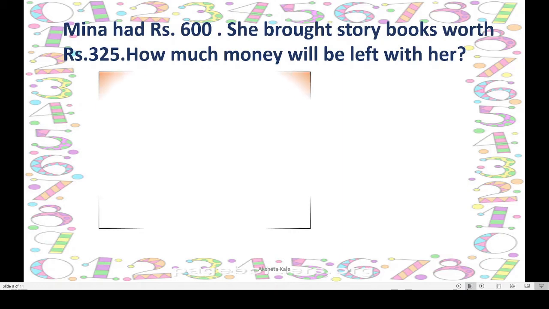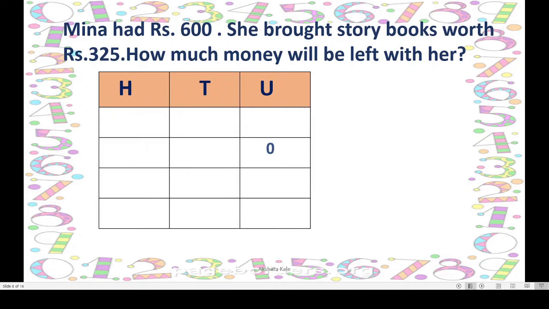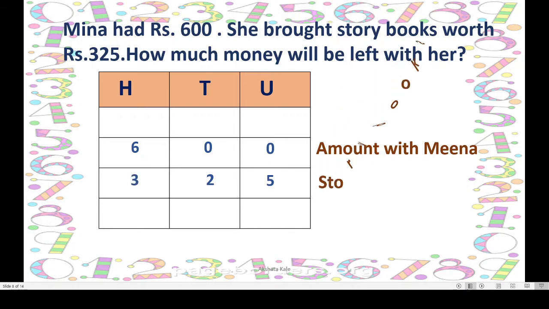Okay, now we will make a table. We will write 600 up, and that is nothing but the amount with Meena. Then we will write 325, that is the cost of storybooks. Right? We will put the subtraction sign. Now we will begin our subtraction sum. In the unit place 0 minus 5, not possible, isn't it? So it borrows from the tens place. But unfortunately 0 is there at the tens place. So it is not possible to get help, isn't it?